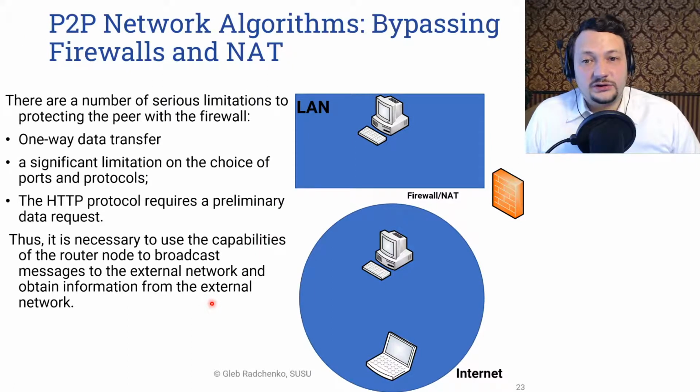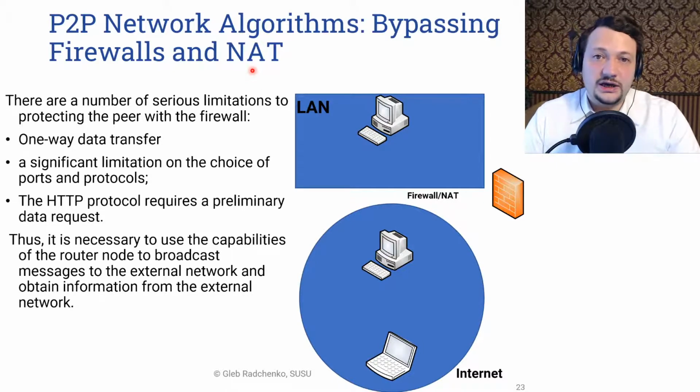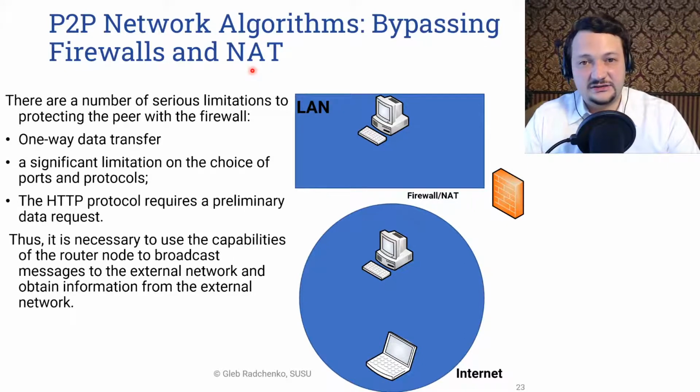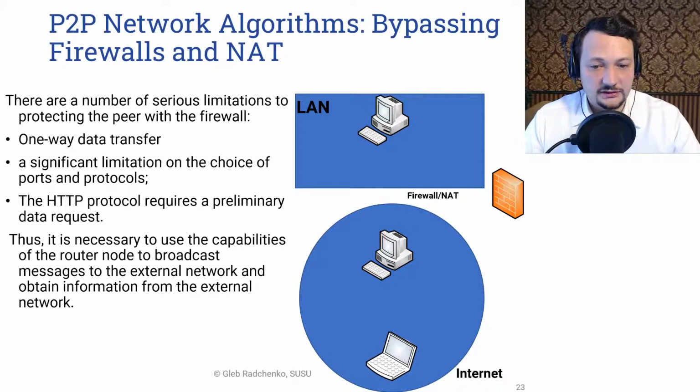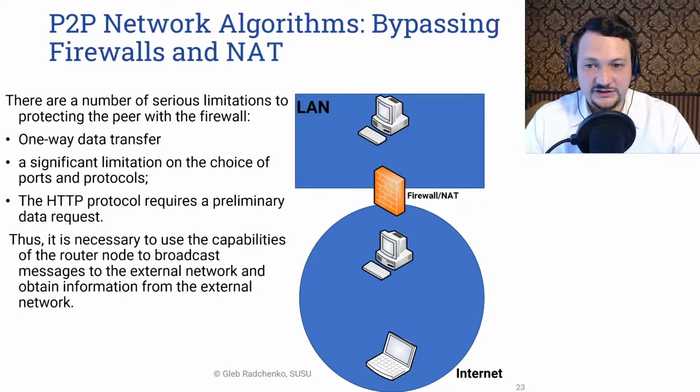And one last algorithm that I wanted to cover today is bypassing firewalls and NAT in the network. So now we are working mostly with IP version 4, not IP version 6, and IP protocol version 4 lacks the number of IP addresses. So private networks are mostly located behind the NAT or behind the firewall, like this.